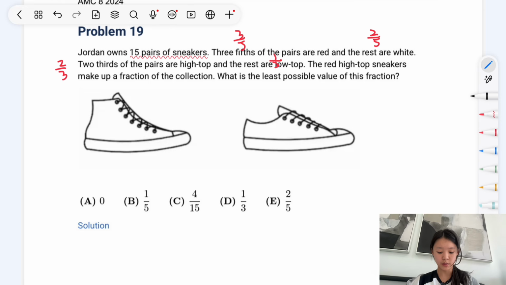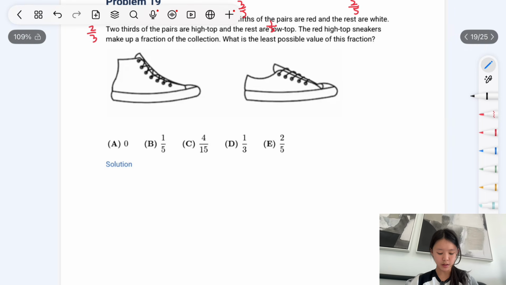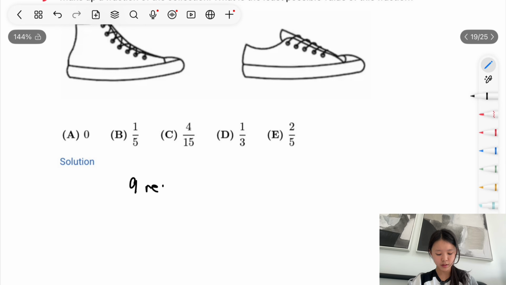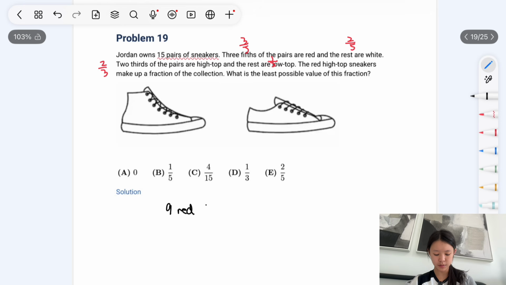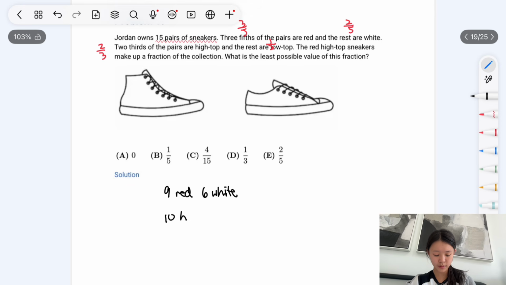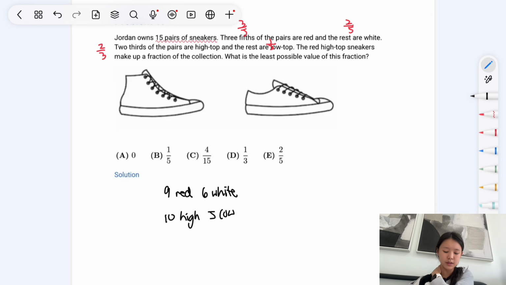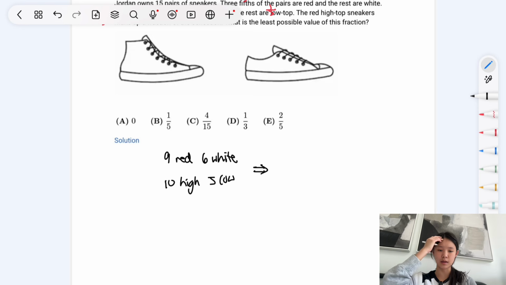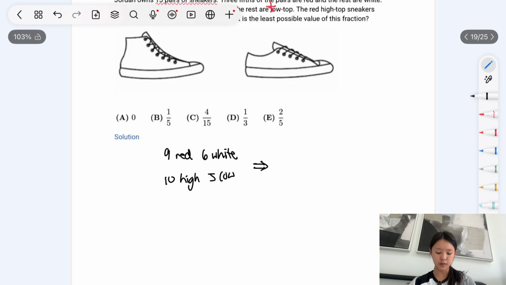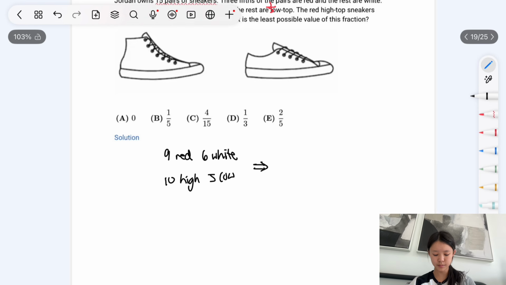So you can first convert these into specific numbers, so that means you would have 9 red sneakers, and then the rest are white, so that's 6 white, 10 high top, and 5 low top. And since we want to minimize the number of sneakers that are red and high top at the same time, we would put as many high top sneakers as we can into the white area. So that would mean you have 6 white and high top sneakers.